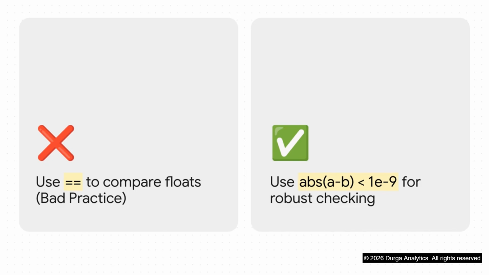Instead, you have to adopt the front office standard. You calculate the absolute difference between your loop result and your shortcut, and you check that it is less than 1e-9. That's 1 times 10 to the negative 9th power. This tolerance check is what ensures robust mathematical validation without false failures.